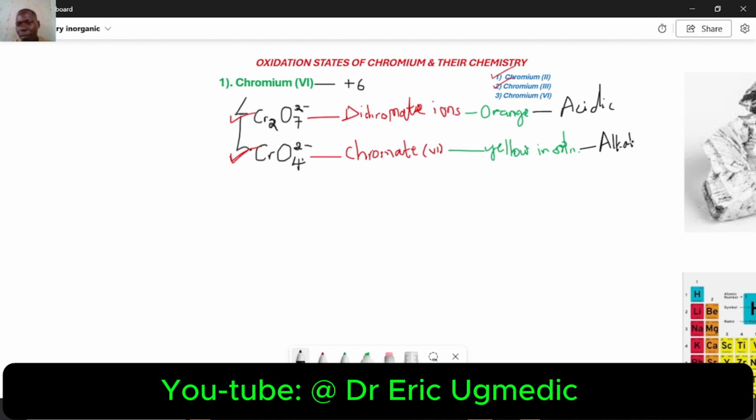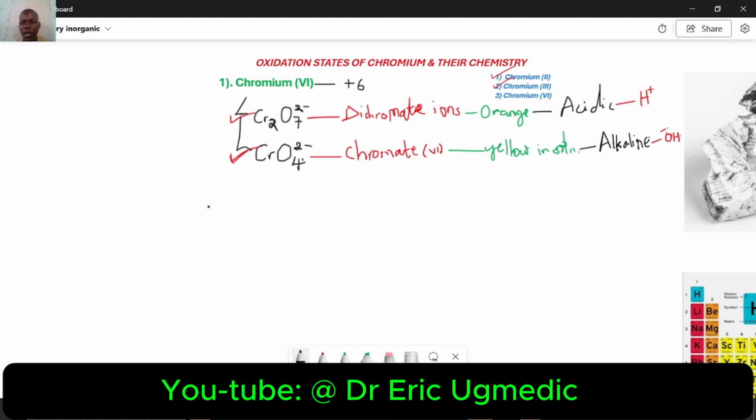So what do I mean by acidic? It's when we have hydrogen ions present in solution. And what do I mean by alkaline? It's when you have hydroxide ions present in solution. So you can also take note of that. So this will be stable in the presence of hydrogen ions, and this will be stable in the presence of hydroxide ions.